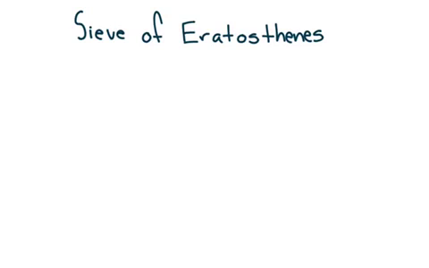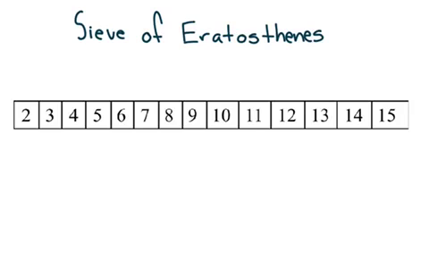The Sieve of Eratosthenes is a really simple algorithm that identifies all the prime numbers up to a certain numerical limit. It does so by going through and marking off all the multiples of prime numbers up until the given limit. And probably the best way to demonstrate how this works is through an example. So say you'd like to identify all the prime numbers up until 15.